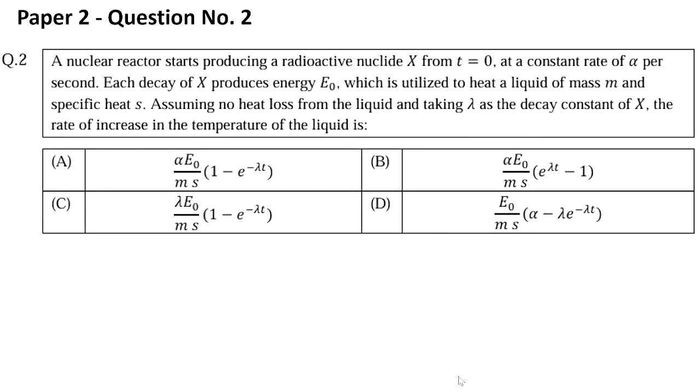And what is it asking for? A nuclear reactor starts producing a radioactive nucleus X from time t equal to 0 at a constant rate of alpha per second. So the production rate is given here.